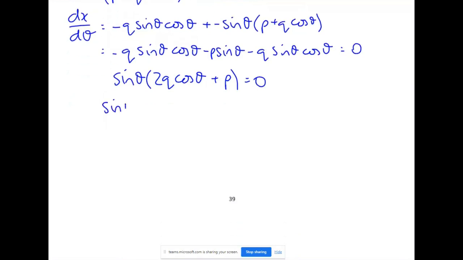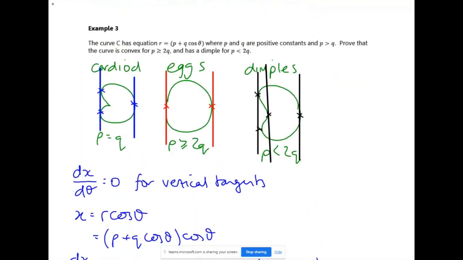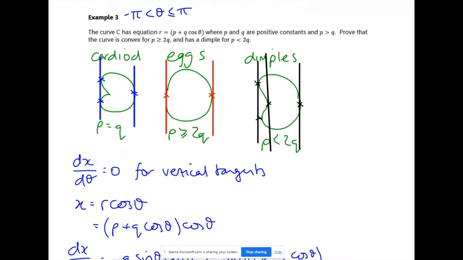So we get solutions from sine theta equals 0, and we also get solutions from here, which is that cos theta is minus p over 2q. That's the one that's going to give us the conditions on p and q. So you can see how p is related to 2q. Sine theta equals 0, we're looking at the entire thing here. So we'll do theta between minus pi and pi, not including minus pi.